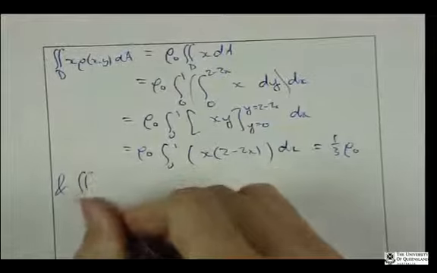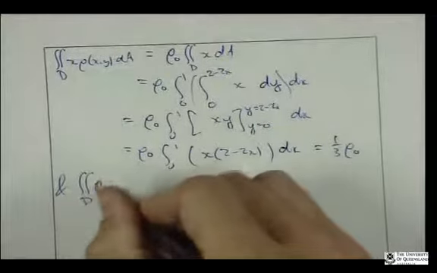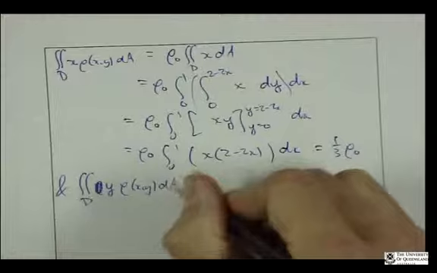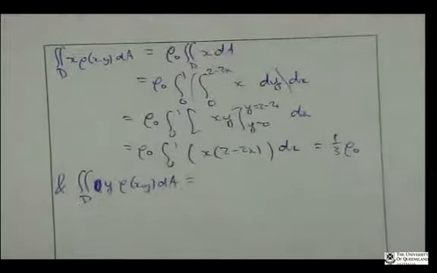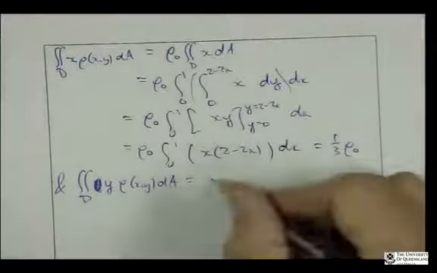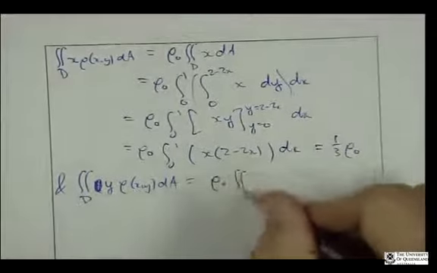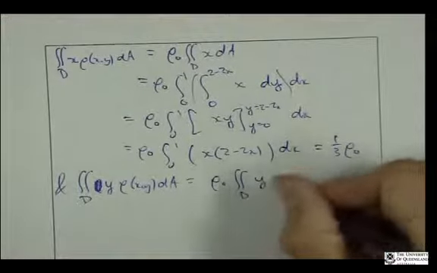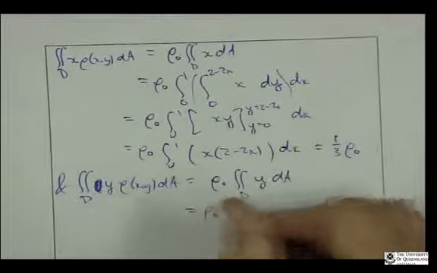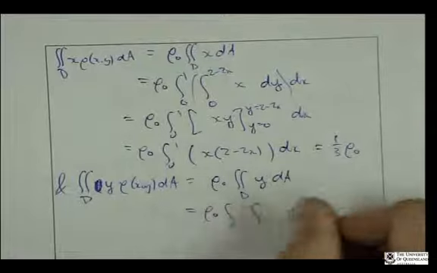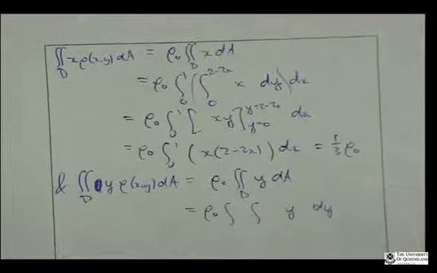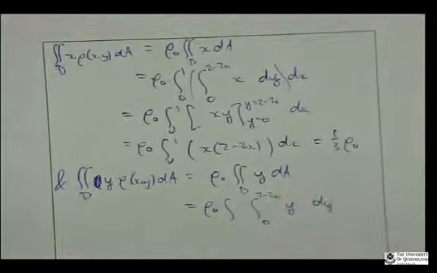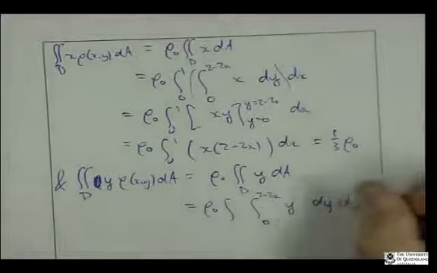And similarly, here's y times rho. I need this one for the y coordinate of the centre of mass. And so that's just going to work out to be rho naught times the double integral of y. And then applying Fubini's theorem, integrating with respect to y from 0 to 2 minus 2x. You see, this is the good thing, I don't have to work out the region of integration again.